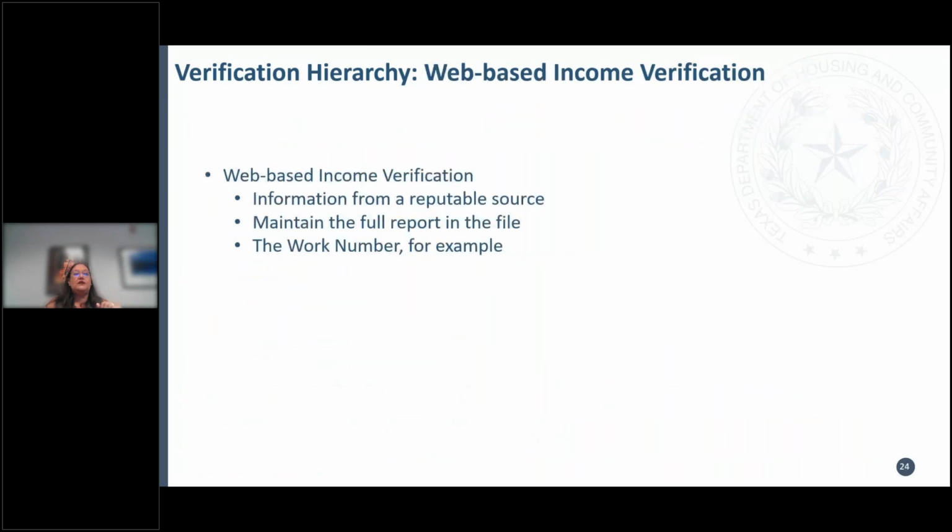Web-based income verification forms must come from a reputable source. You need to keep the full report in the file. I know that they are very lengthy. So if you want to highlight the pages that are needed or tab them to make it easier for you when you're processing a tenant file, that's fine. But we would need to, during a monitoring review, have access to the full report. The Work Number is the best example we've got of this. So if you use the Work Number, this is where that one falls.